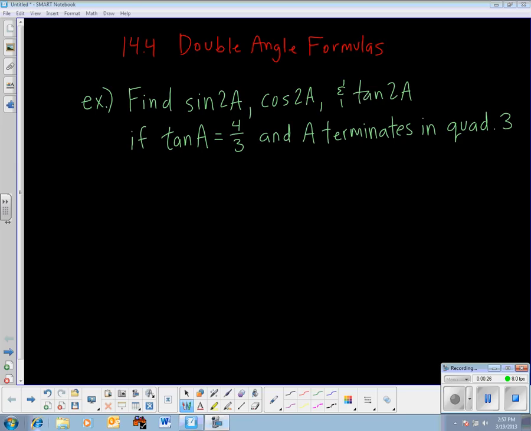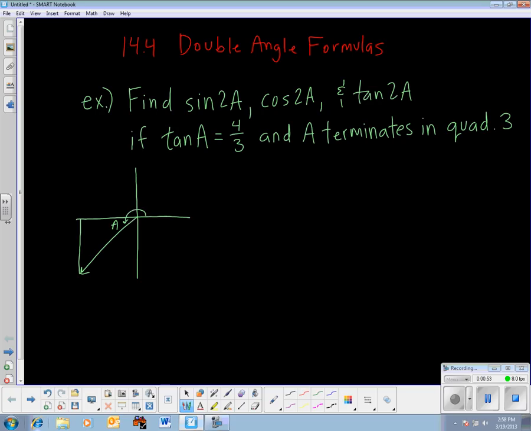And here's the example. If I give you the tangent of an angle is 4/3, and I tell you that this angle A terminates in quadrant 3, then I'm just giving you some info about the angle. Here's the angle A, and whatever that angle is, its tangent is 4/3. This is the type of problem where we're not really going to have to find the angle. We're just going to set up a little triangle.